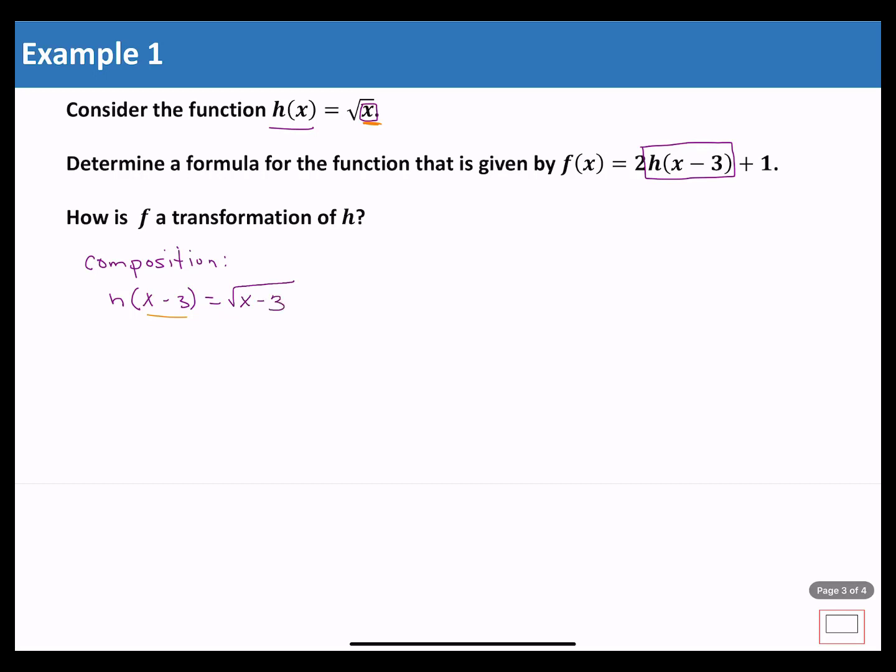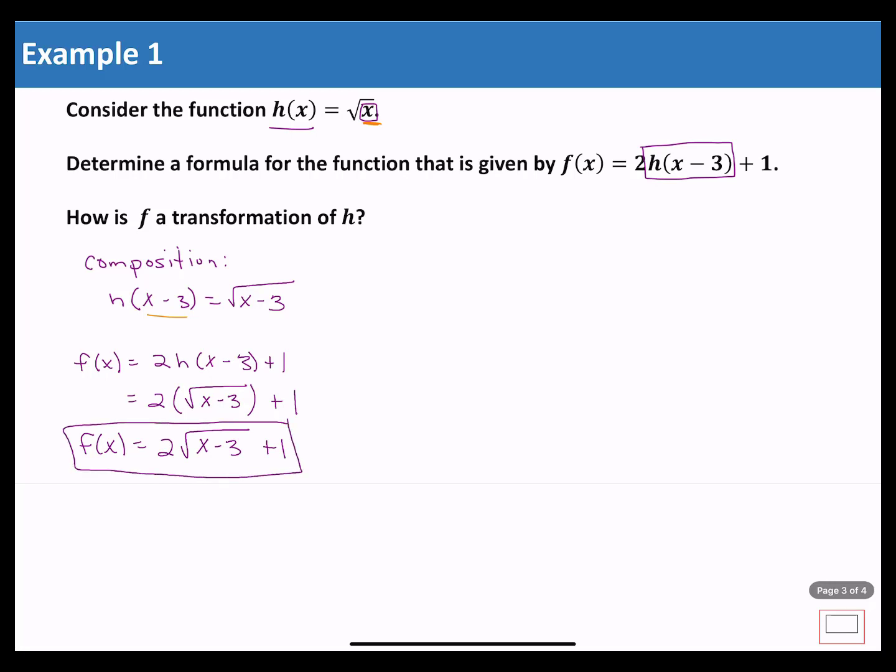And from there, the function f of x tells us to take 2 times h of x minus 3 plus 1. So we can substitute what we just found for h of x minus 3, which is the square root of x minus 3, and then add 1. So f of x equals 2 times the square root of x minus 3 plus 1. So the second part of this question asked, how is f a transformation of h?